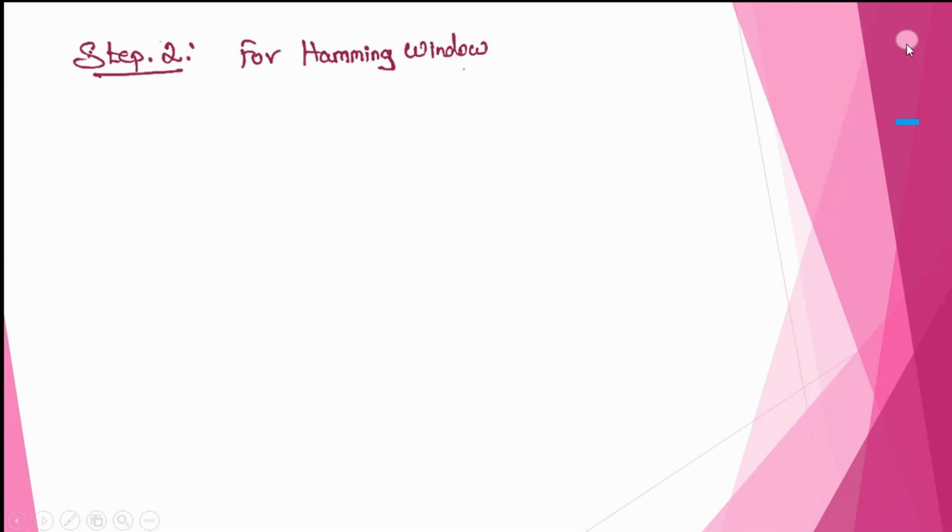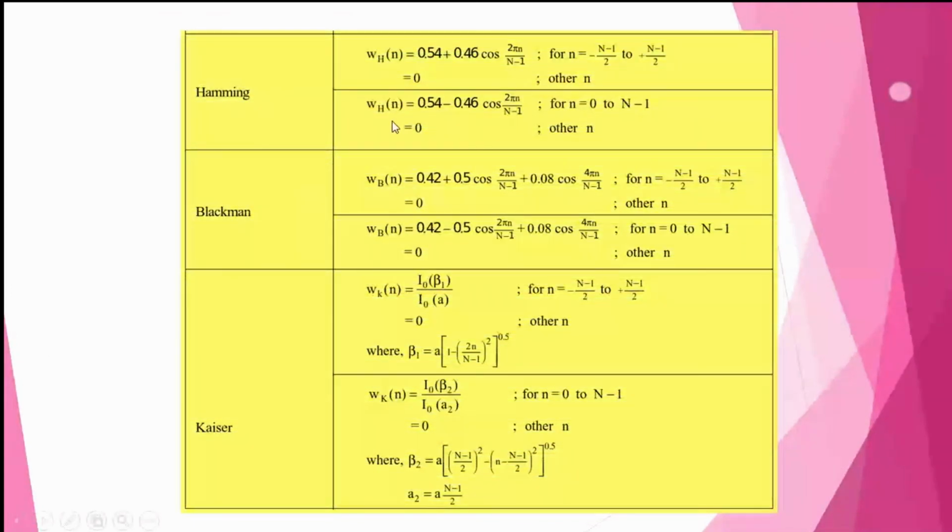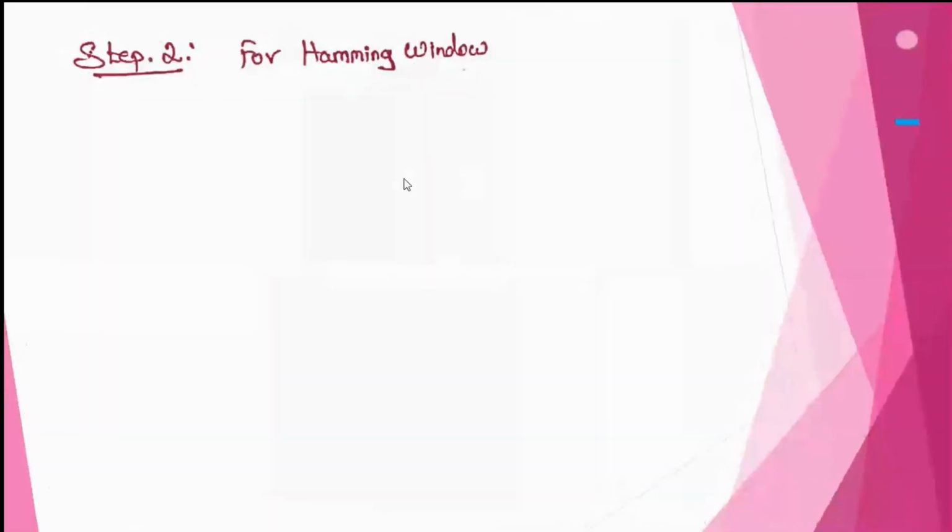If you see the Hamming window technique here, you can see the formula presented for two conditions. The first condition is minus of n minus 1 divided by 2 to plus n minus 1 divided by 2. If you are using this condition, you have to use the formula with plus 0.54 plus 0.46 cos 2 pi n divided by n minus 1. Suppose you are using the other condition, where n varies from 0 to n minus 1. Now we are using this condition, that is n is equal to 0 to n minus 1. So we are going to use this formula: 0.54 minus 0.46 into cos 2 pi n divided by n minus 1.